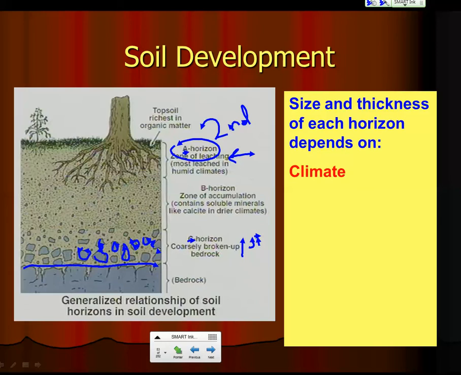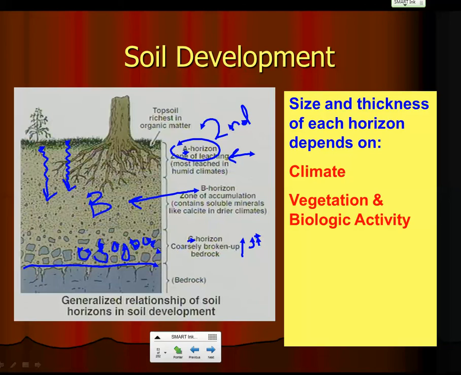And then over time, as rain washes the minerals downwards from this A horizon, just picture it raining, washing these minerals out. It starts building up a thicker and thicker B horizon. So this B horizon is the third thing to form. First C, then A, then B. Okay, try to remember that.